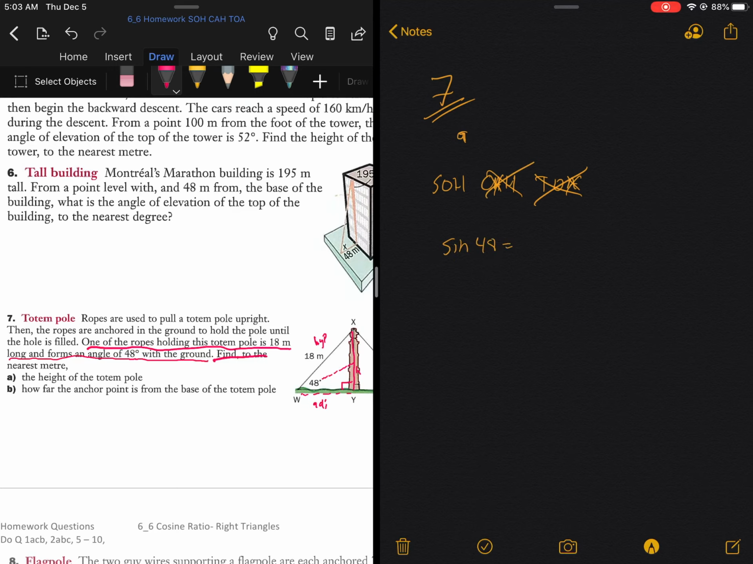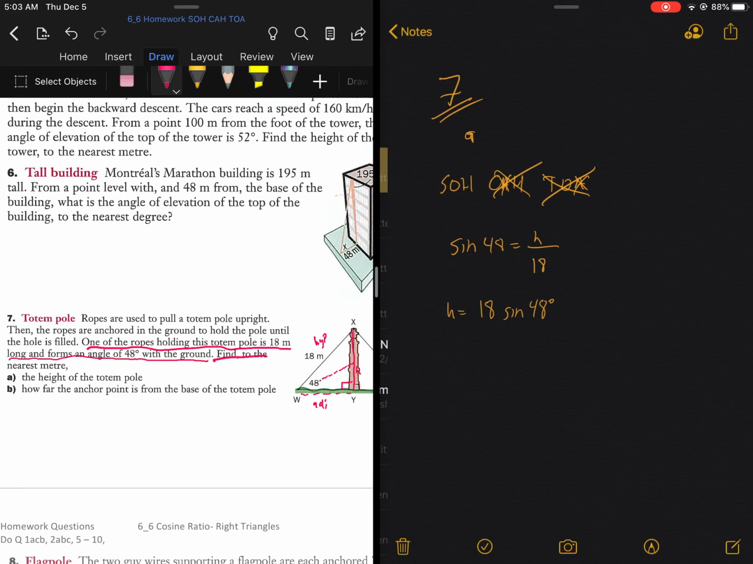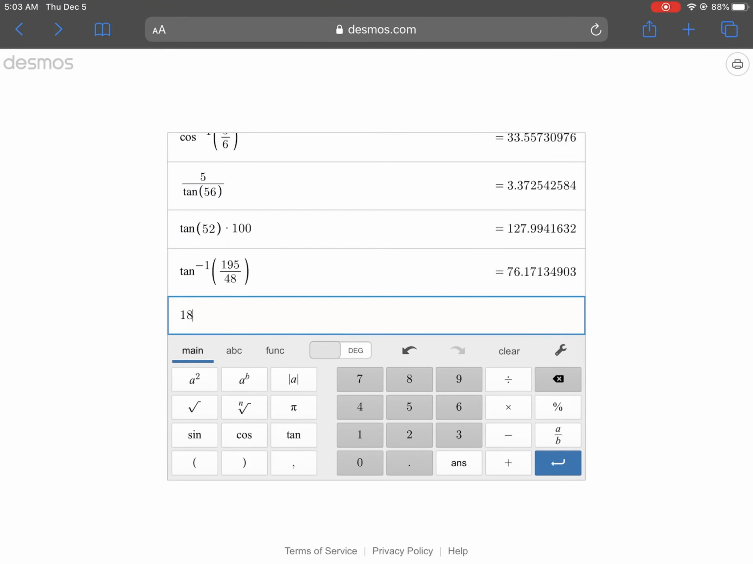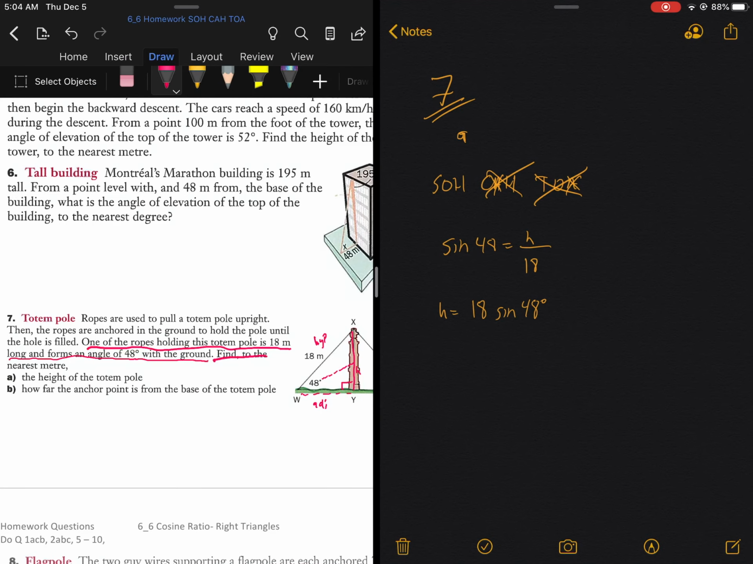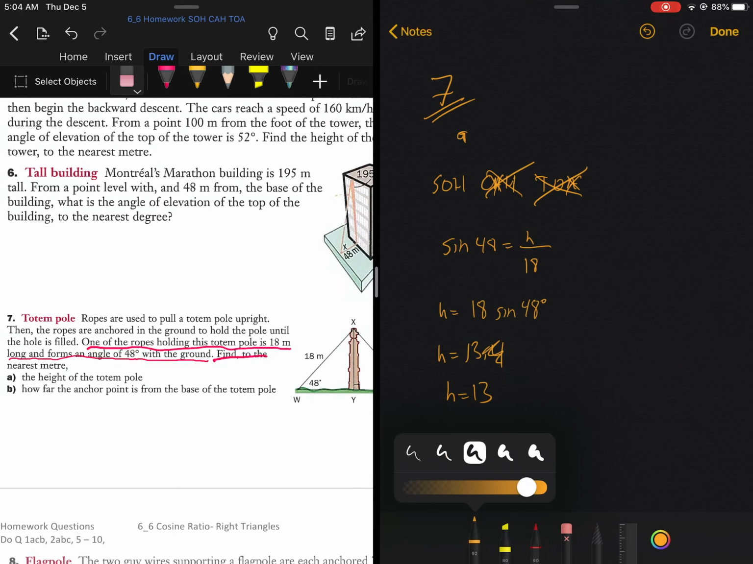So we're going to use sine. Sine of 48 equals opposite over hypotenuse, which is 18. So H is going to end up equaling 18 times sine of 48. 18 times sine of 48. 13.4. H equals 13.4. Oh, it says to the nearest meter. H equals 13. So the totem pole is 13 meters tall.